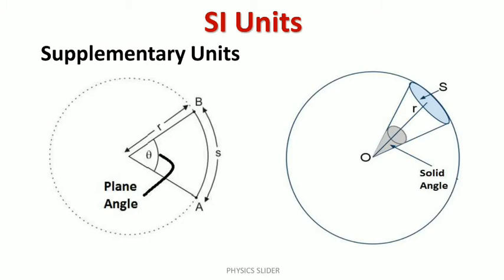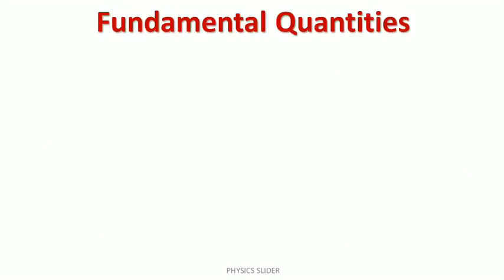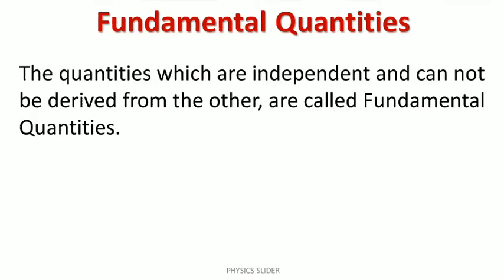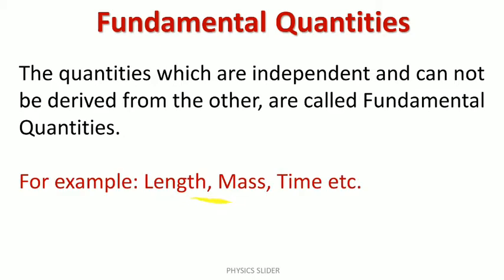Alright, now moving ahead, we will discuss about fundamental quantities. What are fundamental quantities? Let's discuss. The quantities which are independent and cannot be derived from other are called fundamental quantities. For example, length, mass, time. These quantities are independent and cannot be derived from each other.